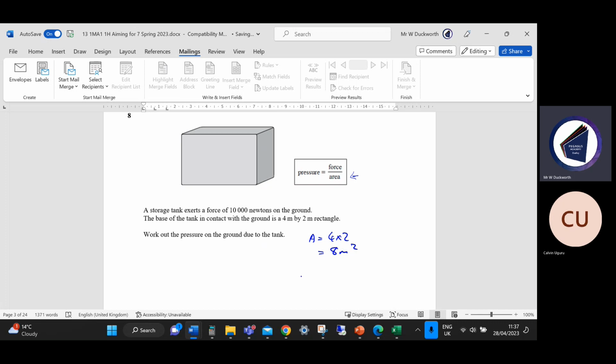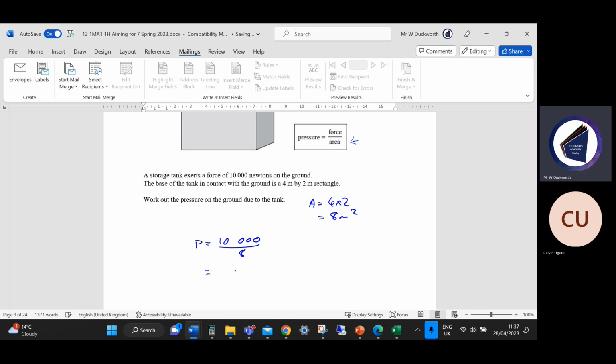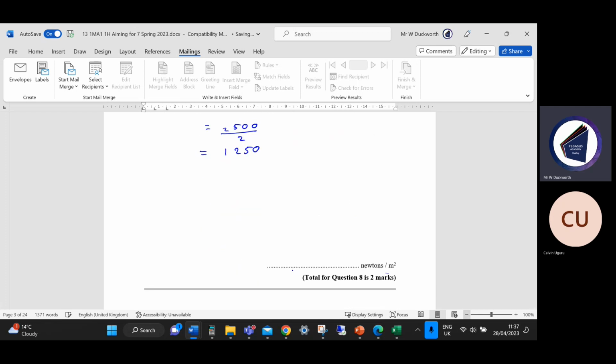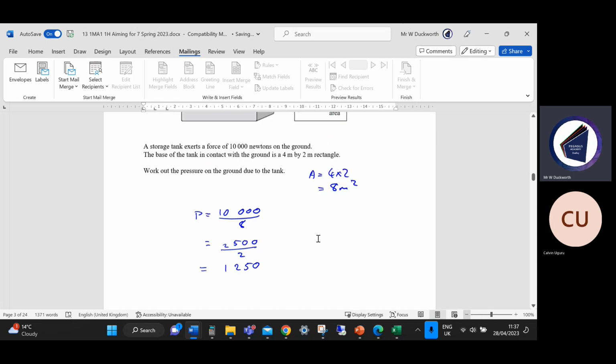Work out the pressure on the ground. So pressure is going to be equal to the force, which is 10,000 divided by 8. I'm going to cancel by a factor of 4. So that's 2,500 divided by 2. So that's going to be 1,250. Newton meters squared is what I'm after, and that's the unit there as well. So no conversion needed. Okay. I forgot another one. Nope, that's it for this page.